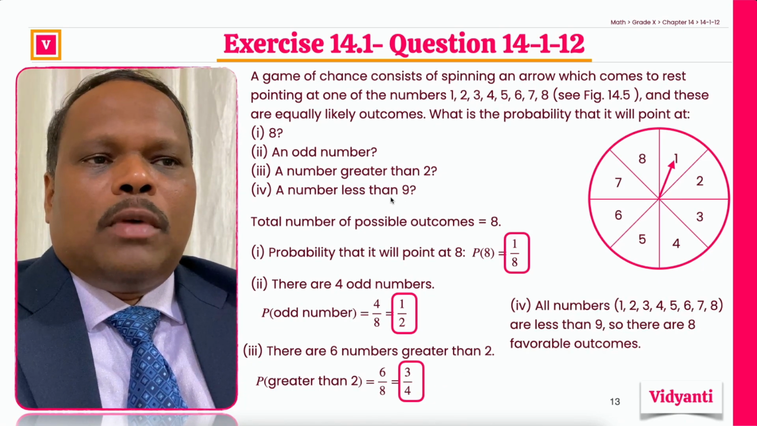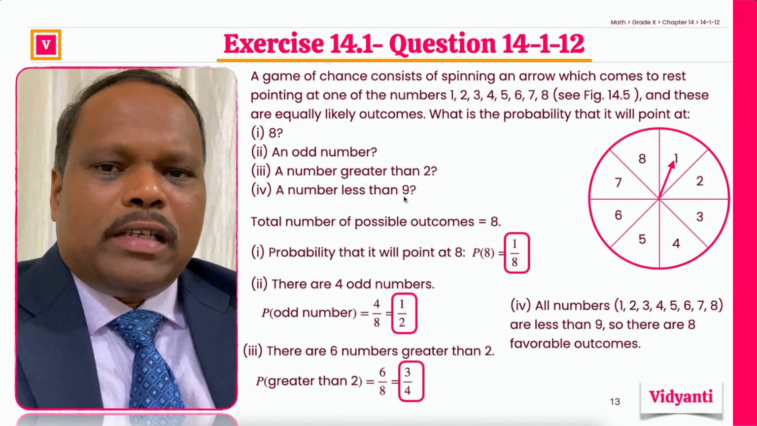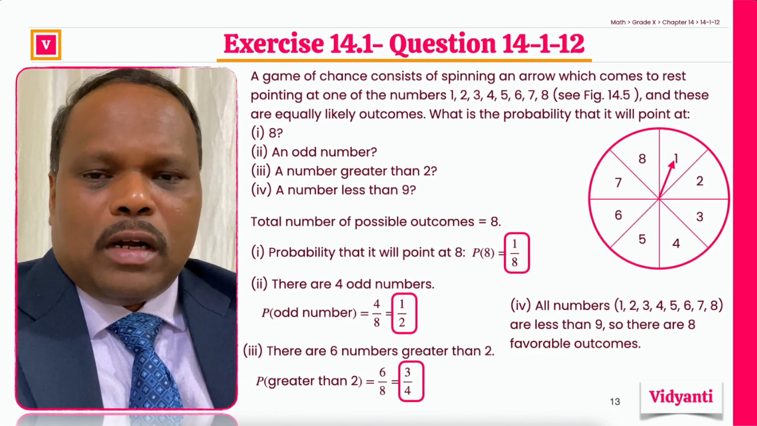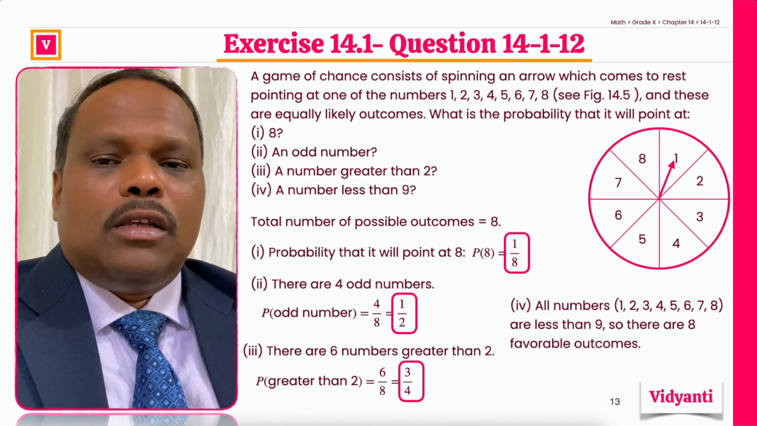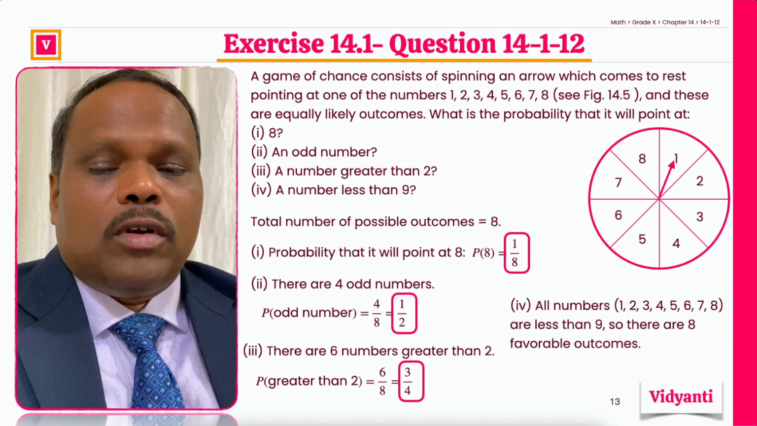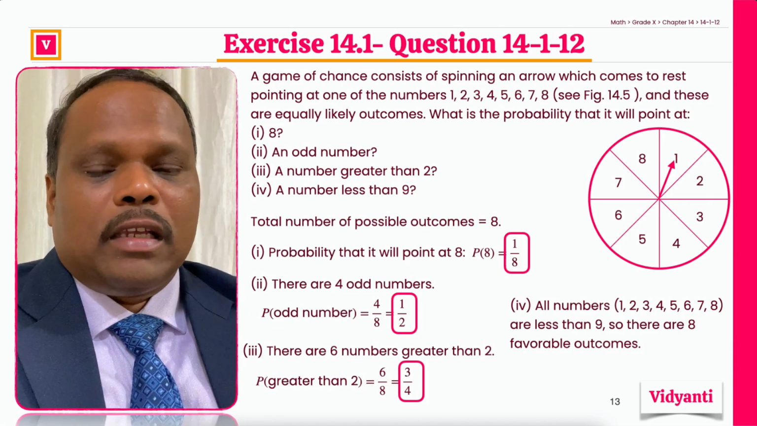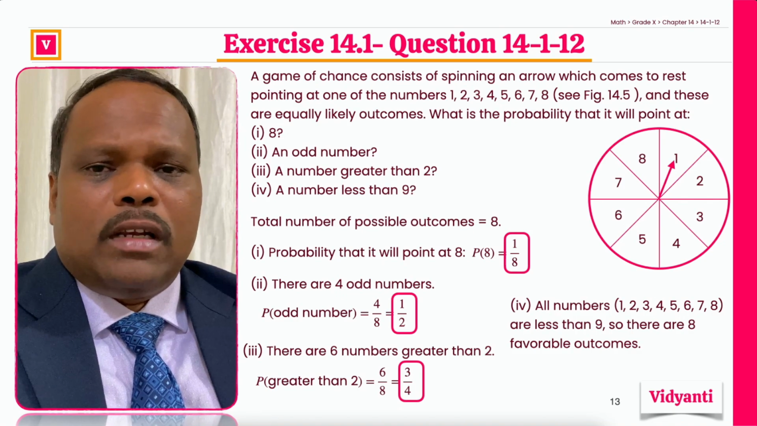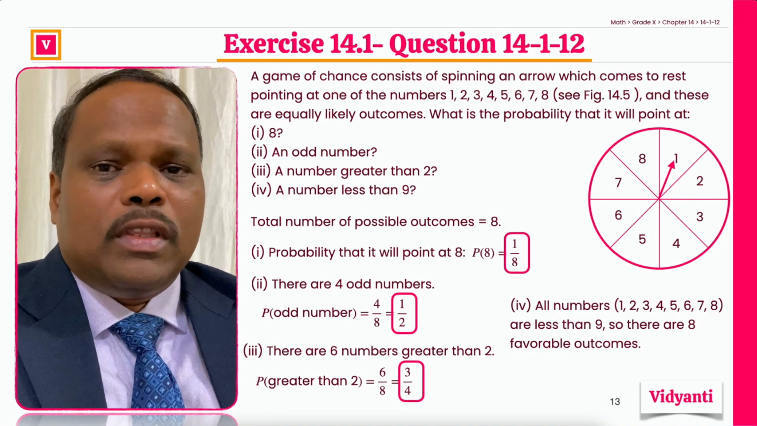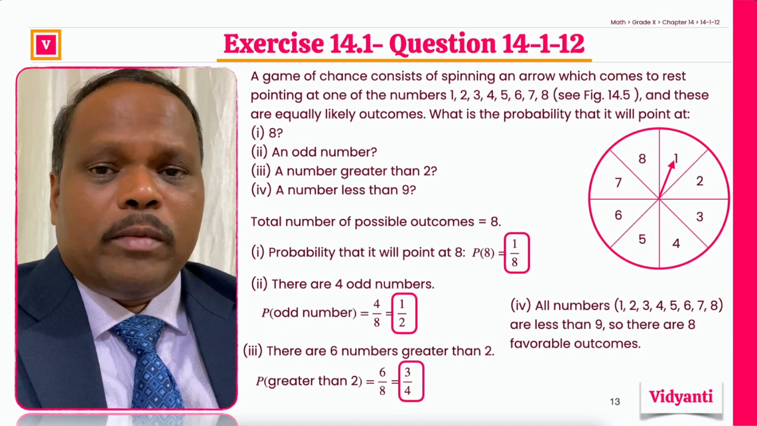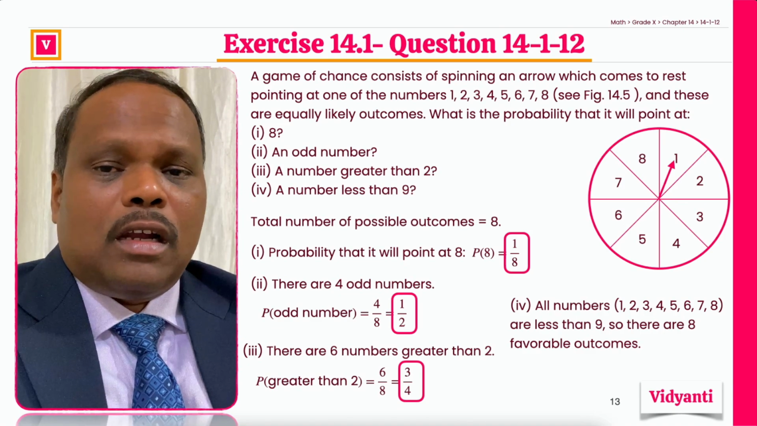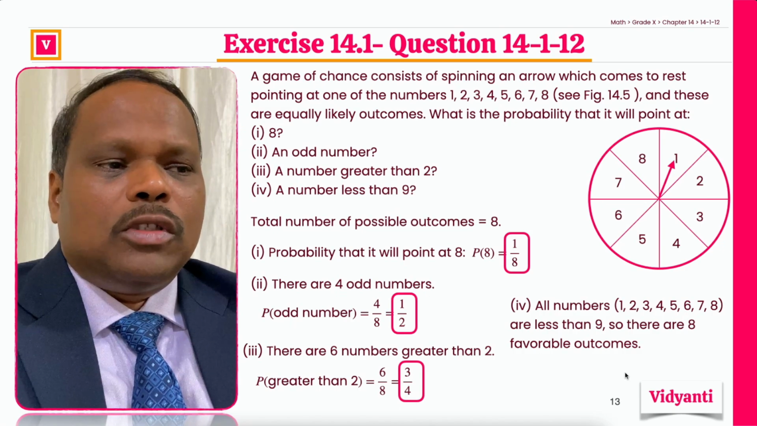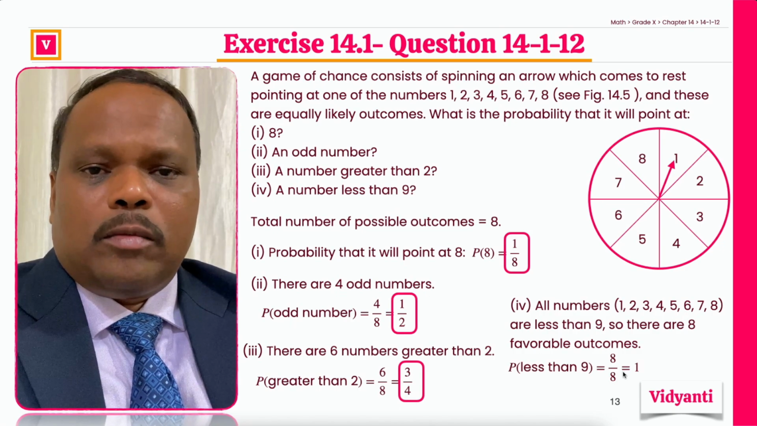Fourth, a number less than 9. Well, everything is less than 9, so that sounds weird, but occasionally you can be asked these kinds of questions. Now remember, weird questions will get extreme answers. Here, a number less than 9, well, everything is less than 9, so everything is favorable. Out of 8 possibilities, everything qualifies as favorable. So 8 out of 8 are favorable. So that would be 8 divided by 8 or 1.